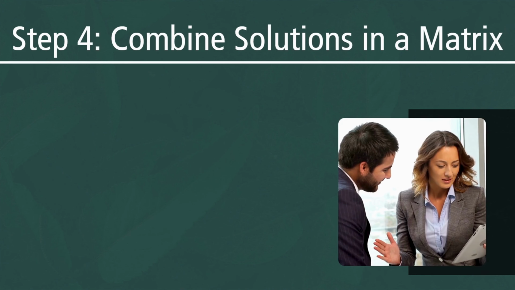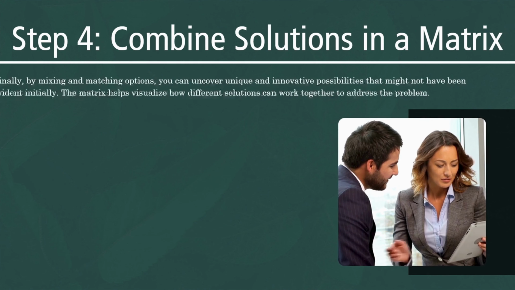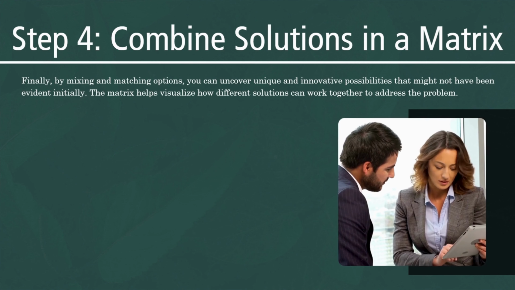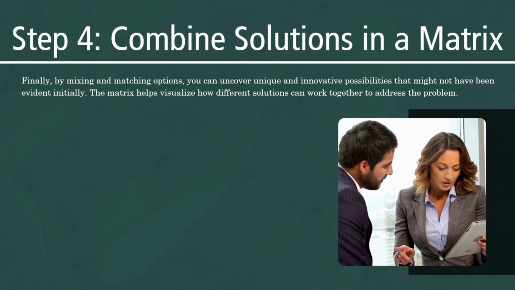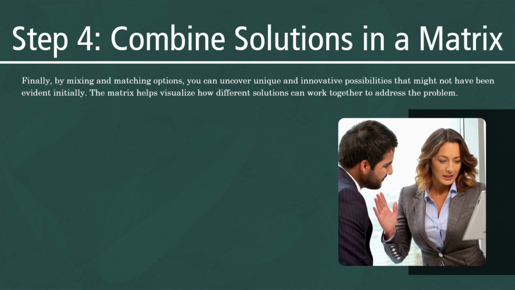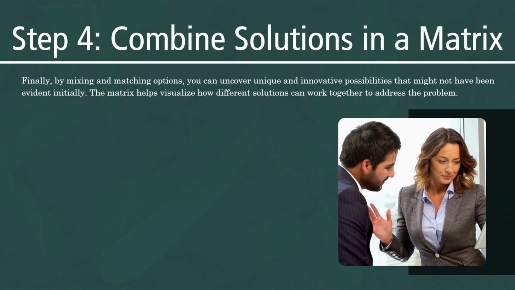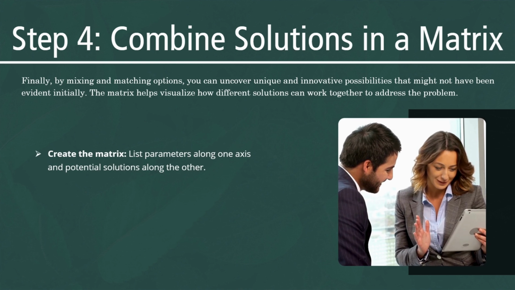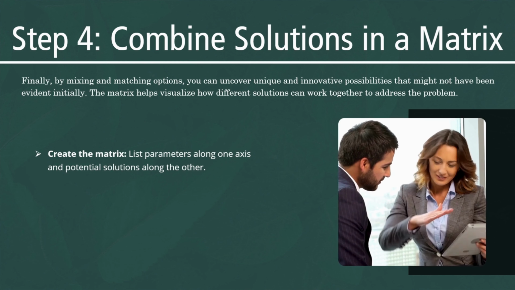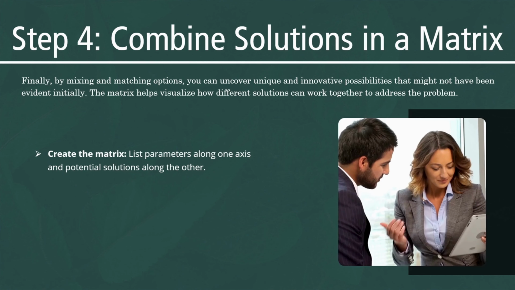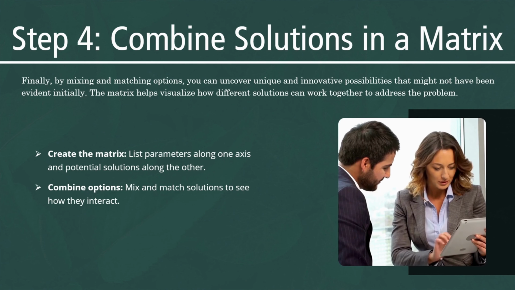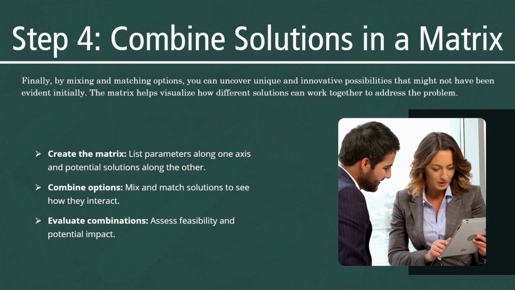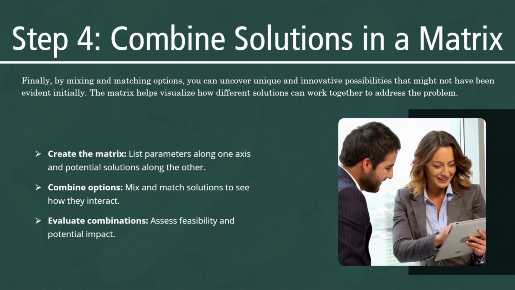Step 4. Combine solutions in a matrix. Finally, by mixing and matching options, you can uncover unique and innovative possibilities that might not have been evident initially. The matrix helps visualize how different solutions can work together to address the problem. Create the matrix. List parameters along one axis and potential solutions along the other. Combine options. Mix and match solutions to see how they interact. Evaluate combinations. Assess feasibility and potential impact.